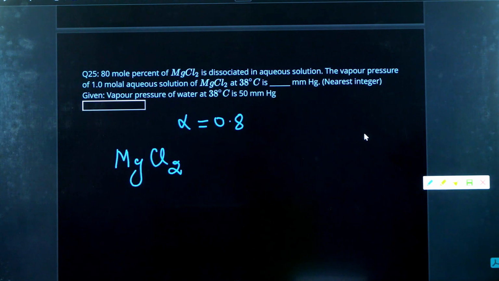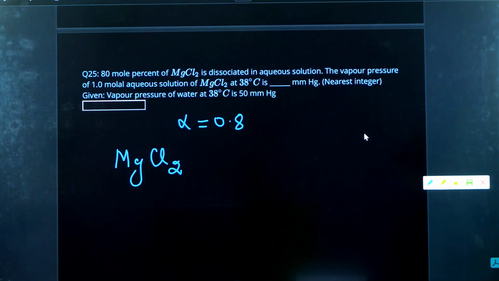The vapor pressure of a 1 molar aqueous solution of MgCl2 at 38 degrees Celsius. So you are supposed to calculate the vapor pressure of a 1 molar aqueous solution of MgCl2 at 38 degrees Celsius. Correct?